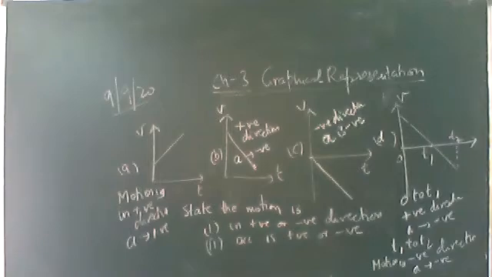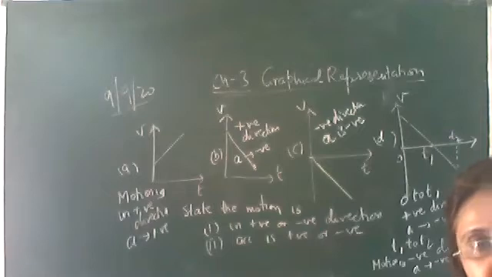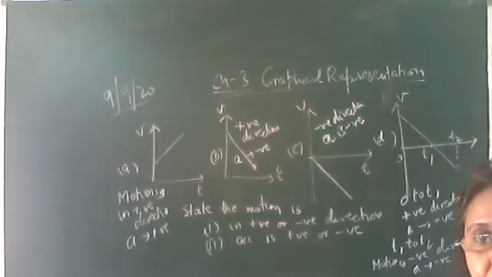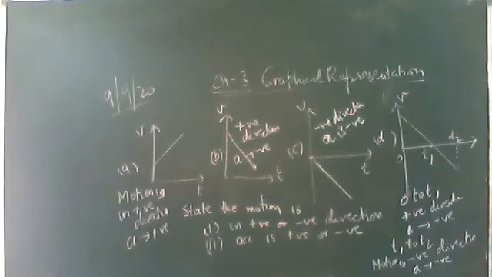Free fall. Free fall means a body which is falling freely under gravity. A body which is dropped from a height will be falling freely under gravity. Such a motion we call it as free fall. And what will be the acceleration in this case? The acceleration will be produced due to the gravitational force, that is due to gravity. And such an acceleration we call it as acceleration due to gravity.